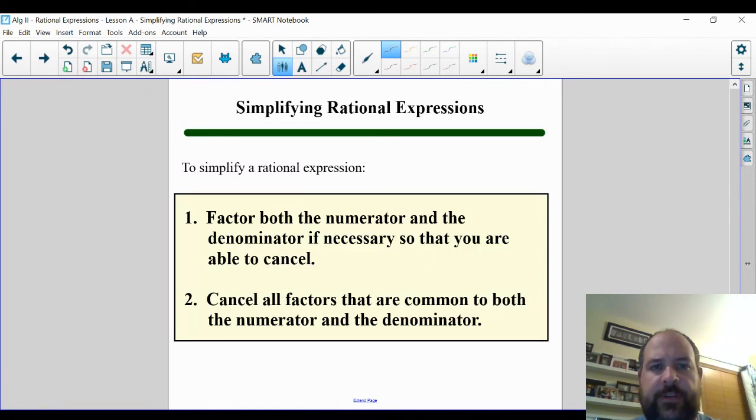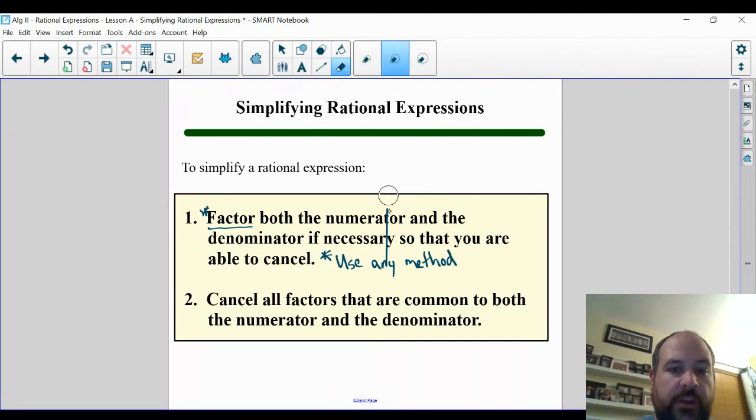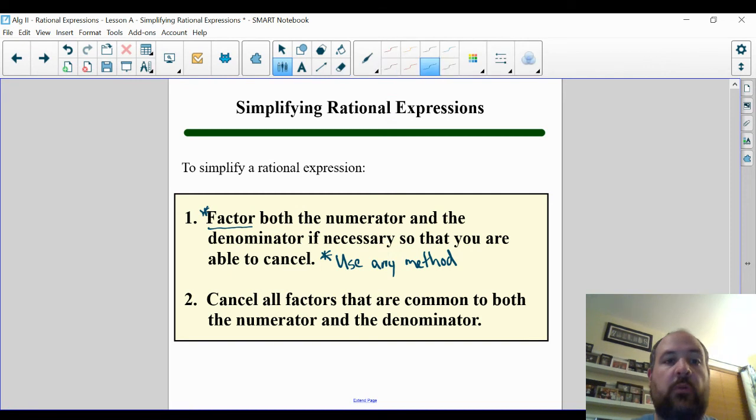In order to simplify a rational expression, it's basically 2 steps. We're going to factor both the numerator and denominator if necessary so that we're able to cancel. And the key here is when we say factor, we're going to use any method possible. That means we're going to want to use GCF. We might use reverse FOIL. We might use difference of squares. Probably not factoring by grouping, but maybe even factoring completely. Factoring out that GCF and then reverse FOIL or difference of squares.